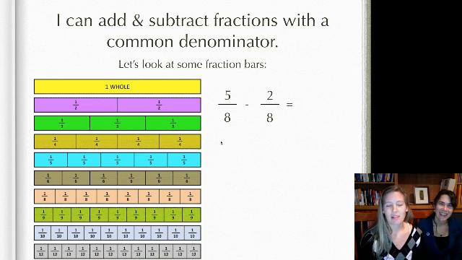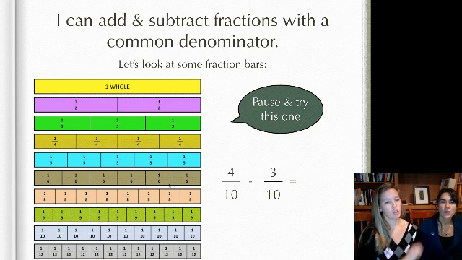All right, we're going to do one more example, and then we'll let you try one. So our next one is 5/8 minus 2/8. So I've got my 5/8, and since I am taking 2/8 away, I'm going to cross them out, which leaves me with, if I look, 1, 2, 3. So I have 3/8 left.